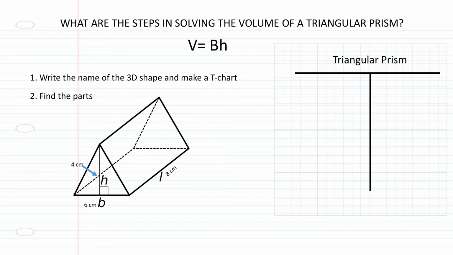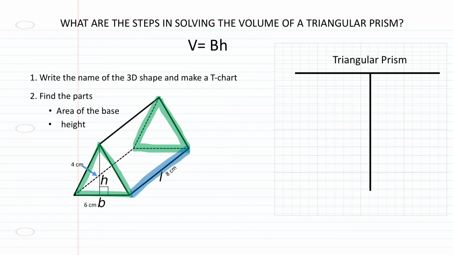Second step is to find the parts, such as the area of the base. I'm going to highlight those bases. As you can see, these bases are in triangular shape. And secondly, the height. Again, the height is the line that connects the two bases together, which is 8 centimeters in this figure. Okay, now we can proceed with the T-chart.